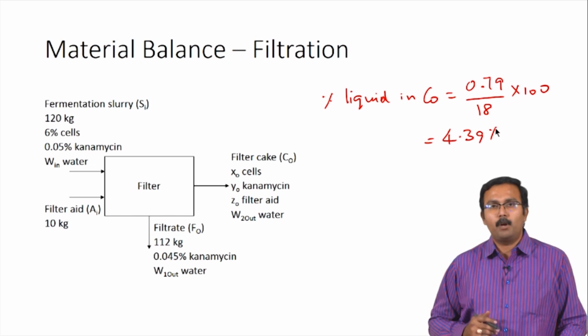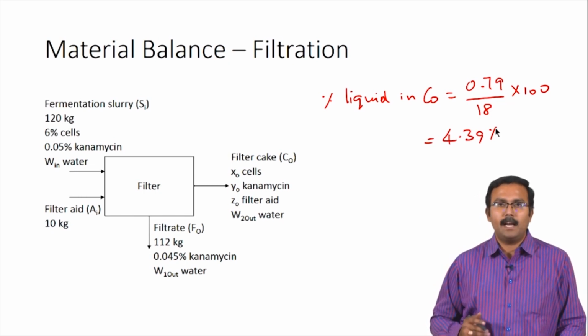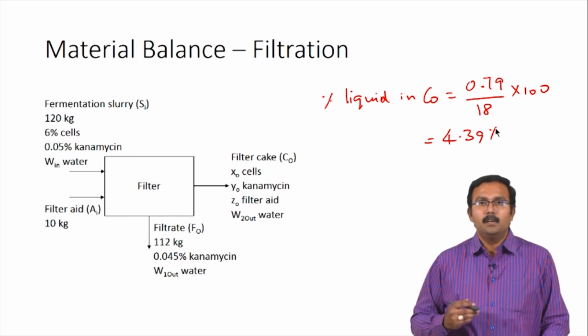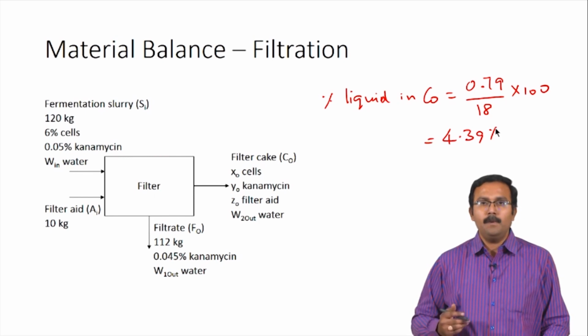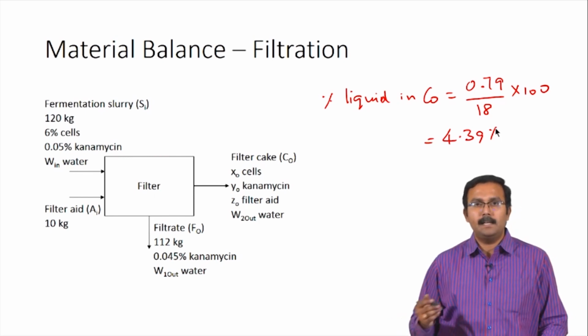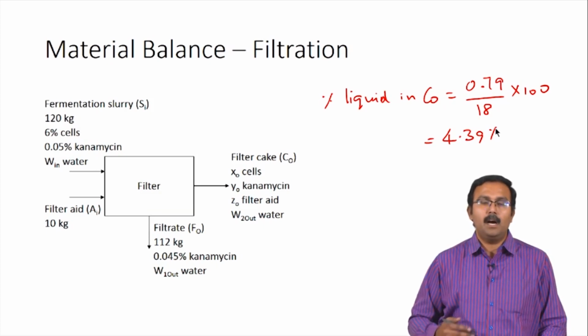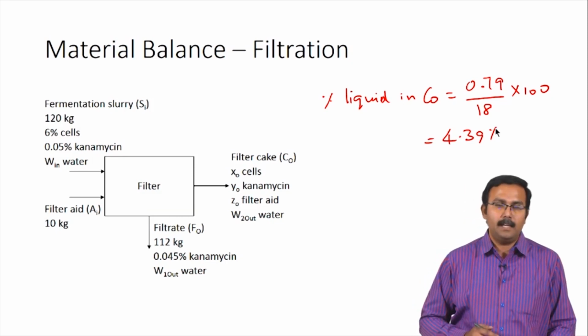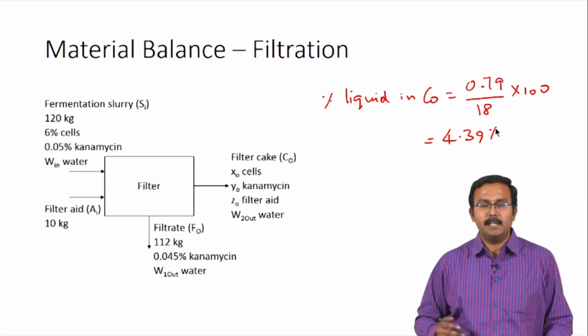For the second part of the problem, we need to calculate the mass of kanamycin which is absorbed by the filter cake, which contains the filter aid. For doing that we need to know how much kanamycin is actually present in the liquid accompanying the filter cake and how much is actually absorbed by the filter aid in the filter cake. We know that the concentration of kanamycin in the filtrate and the liquid accompanying the filter cake are the same.